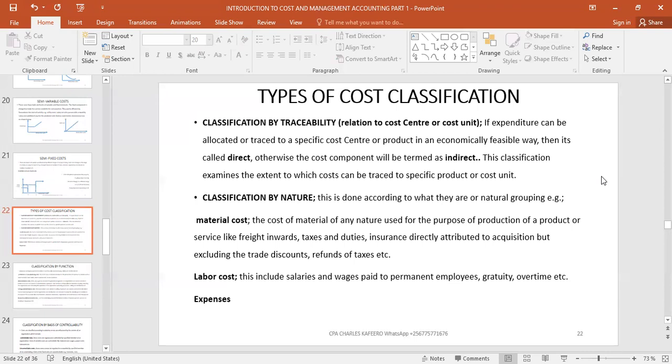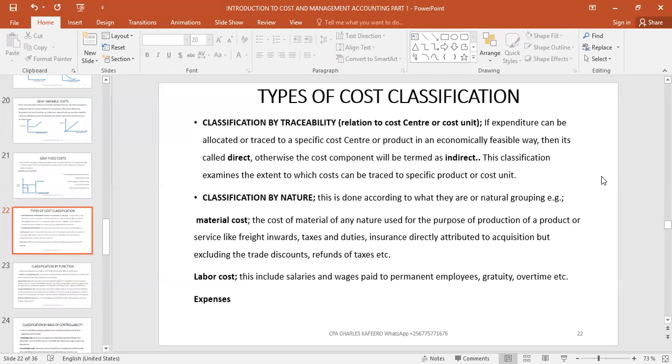That's one classification by nature: material cost. The other one is the labor cost. In the same way, when you are told to explain labor, don't give labor cost as a definition. When you are told to explain the labor cost, don't explain the labor itself, because labor cost is the cost we've incurred on the human effort which is used in the production of a product or delivering a service.